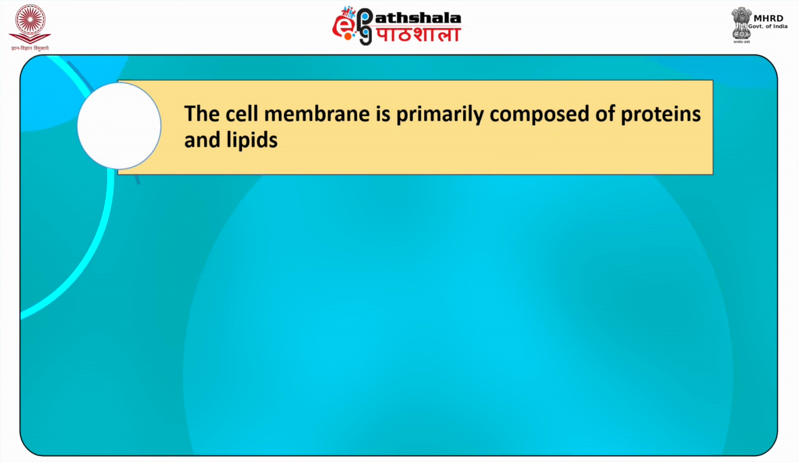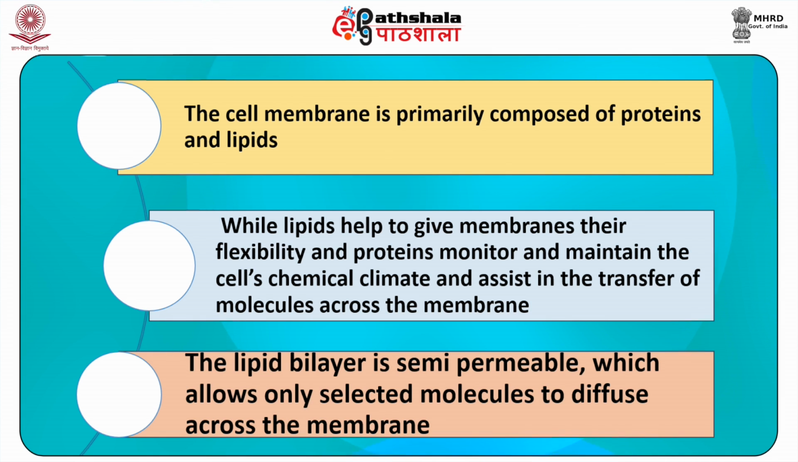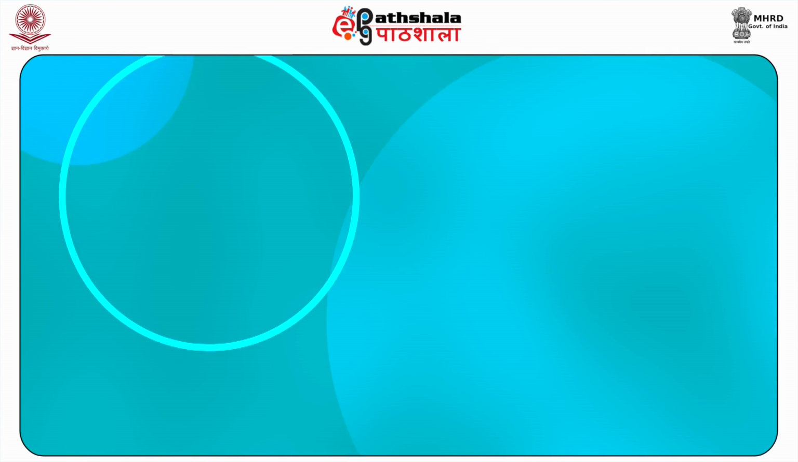The cell membrane is primarily composed of proteins and lipids. While lipids help to give membranes their flexibility, proteins monitor and maintain the cell's chemical climate and assist in the transfer of molecules across the membrane. The lipid bilayer is semi-permeable, which allows only selected molecules to diffuse across the membrane.